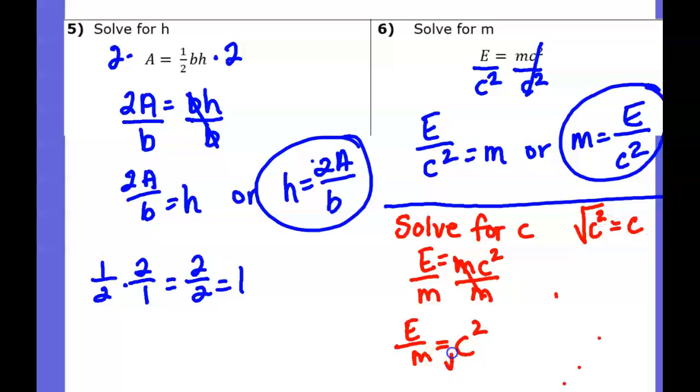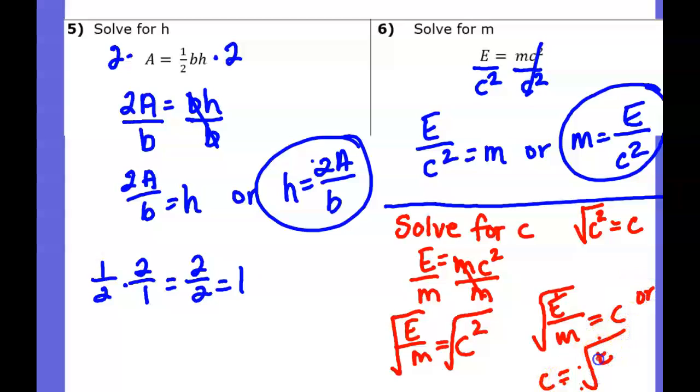We're going to take the square root of c squared, but the golden rule of algebra says whatever I do to one side, I have to do to the other. So that would let me end up with the square root of e divided by m is equal to c. Or again, c is equal to the square root of e divided by m. Notice the square root is over the entire term.